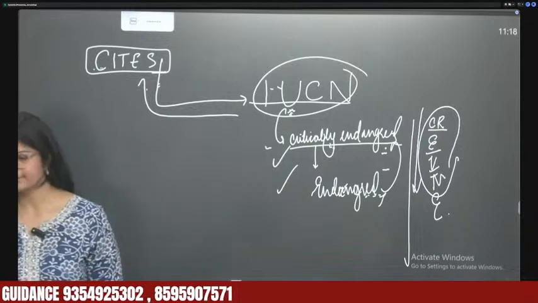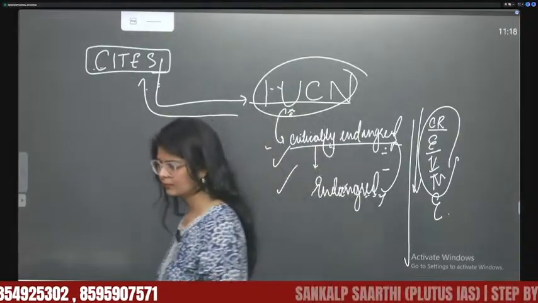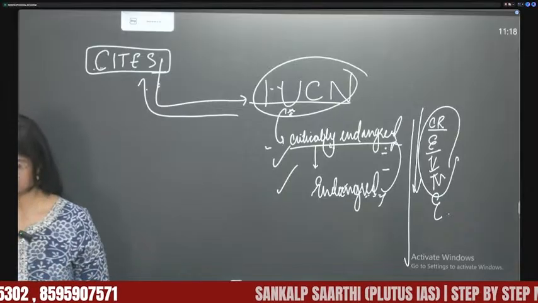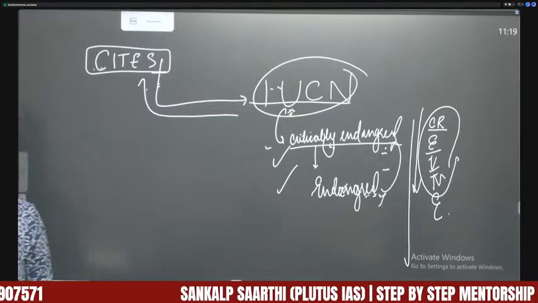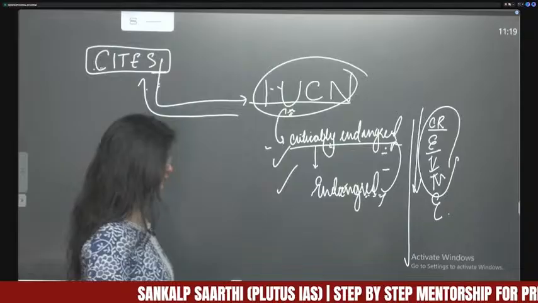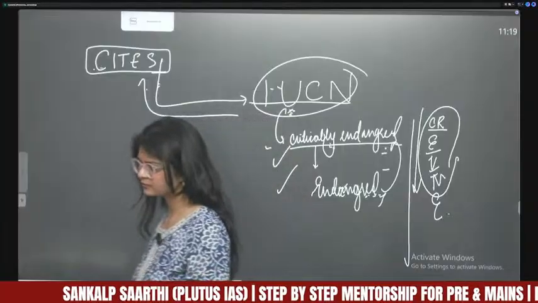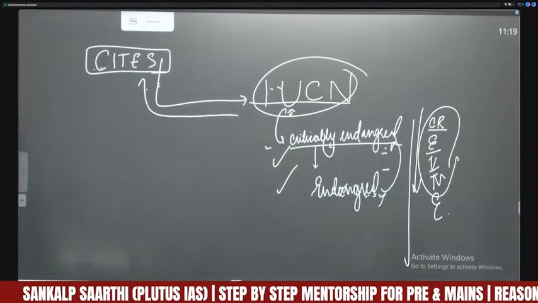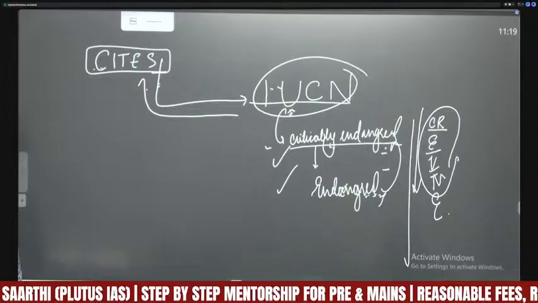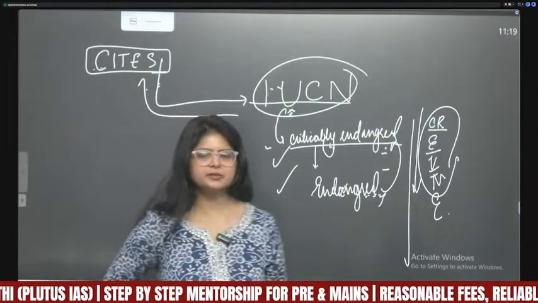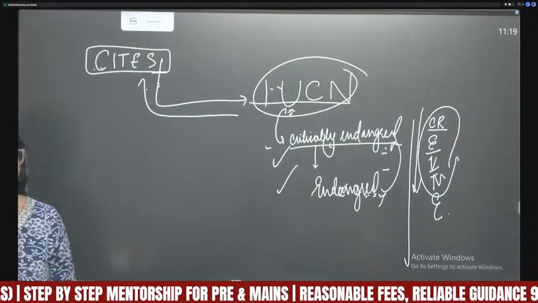Now write down next, main objectives. What are the main objectives? The first one is to ensure that international trade in specimens of wild animals and plants does not threaten their survival.